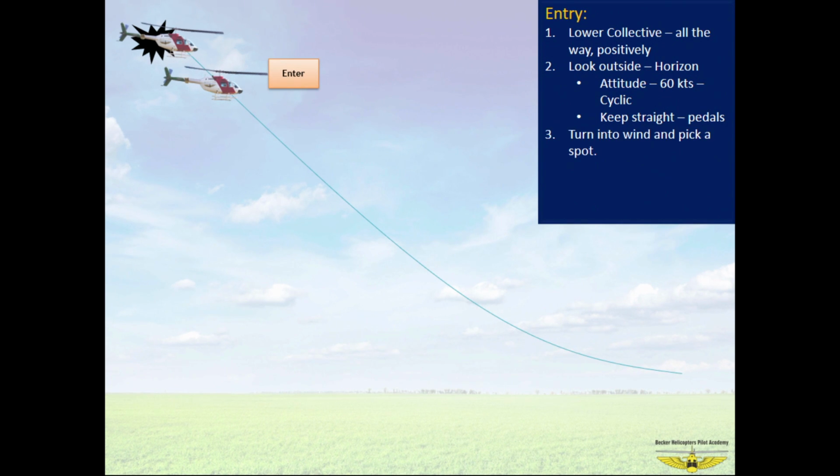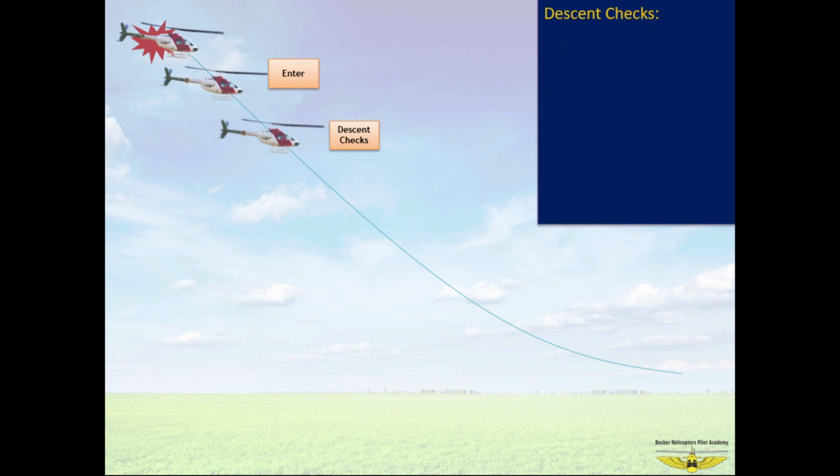If I have time and height, yes, I'm going to turn into wind, I'm going to pick a spot if I can, all of those things. And then on the way down, I need to do some descent checks. Now, I'll put a caveat with these descent checks.